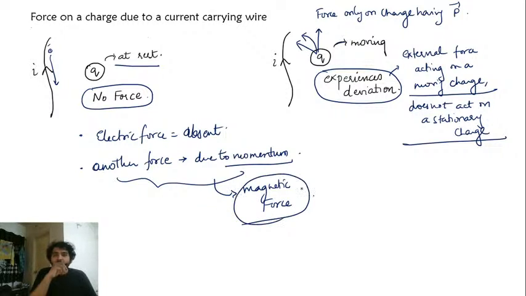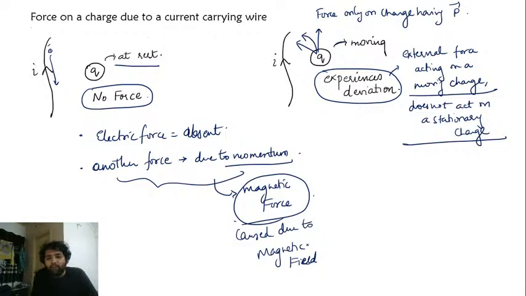Understood? The magnetic force will be caused due to the presence of a magnetic field. Just like electric force was caused due to electric field, magnetic force will be caused due to magnetic fields. All right, so this is about magnetic field. This is all I want you guys to understand.